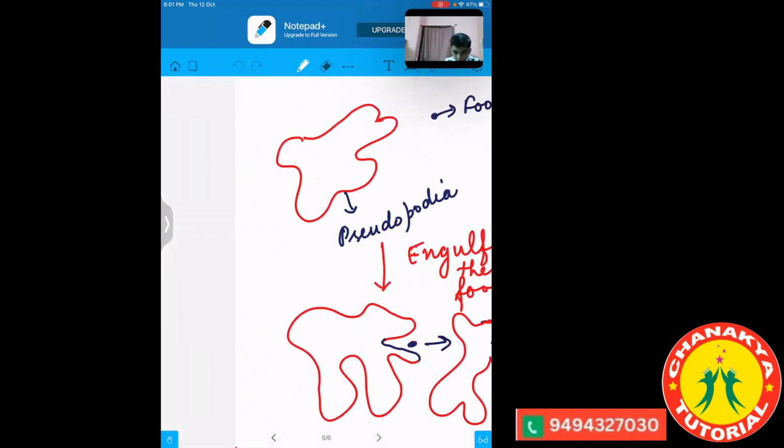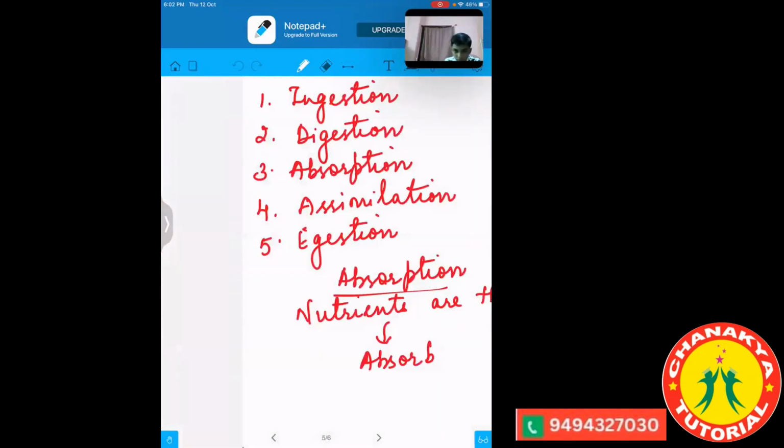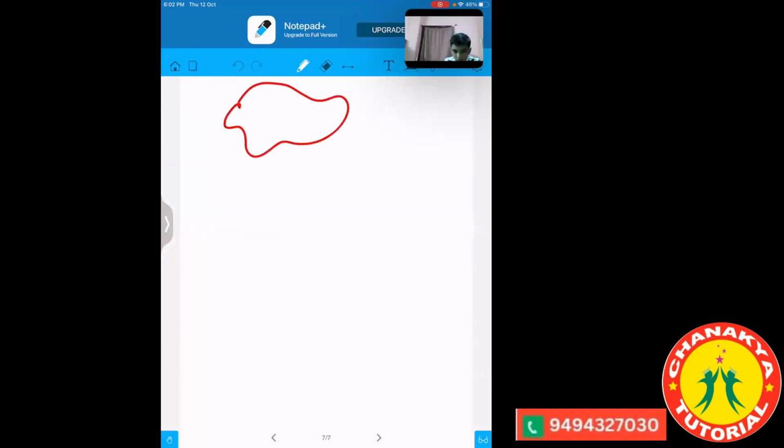The same thing, these amoeba are doing after breaking down the food through the digestion. What will they be doing? They will be using the nutrients. They will be absorbing the nutrients. Now, once they have absorbed the nutrients, for example, at this place the nutrients were present and they have absorbed them.